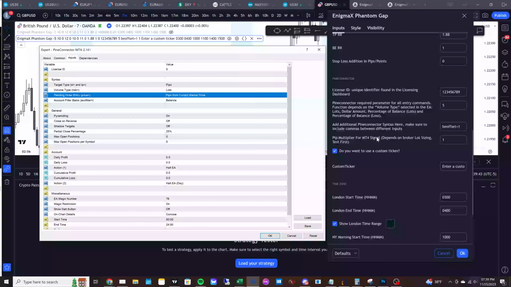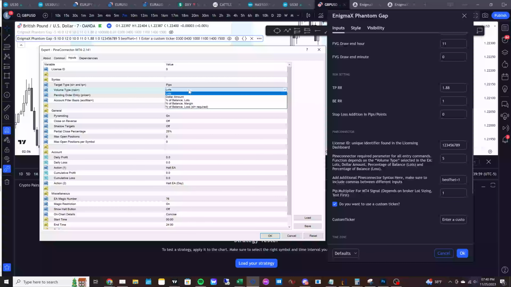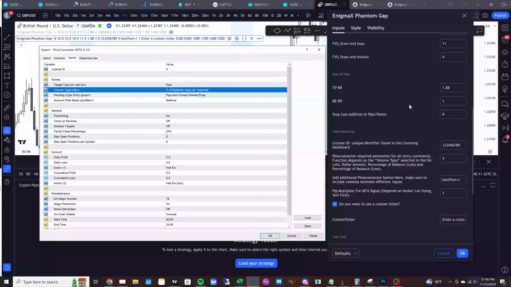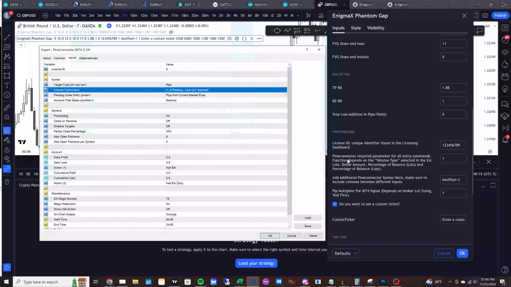For fixed systems, where you're just using a 40 pip stop loss, I'd use lots. But since this is a dynamic stop loss, one trade might have a 10 pip stop, one trade might have a 20 pip stop, so I use percent of balance. Every time I trade, it's risking 1% of the balance.